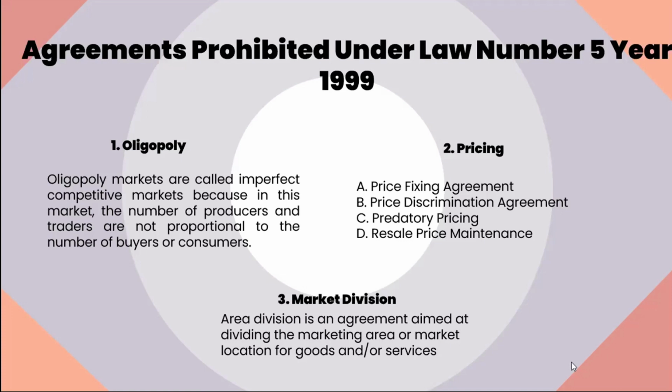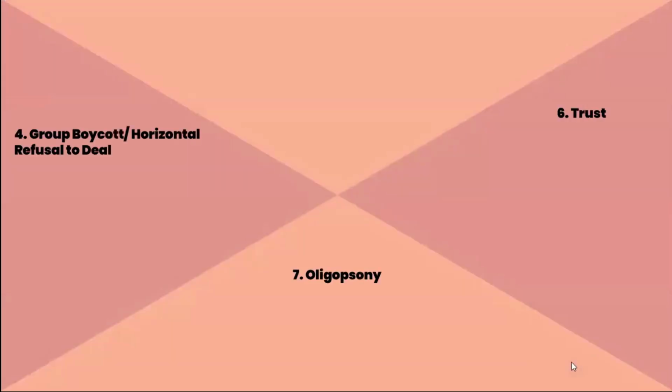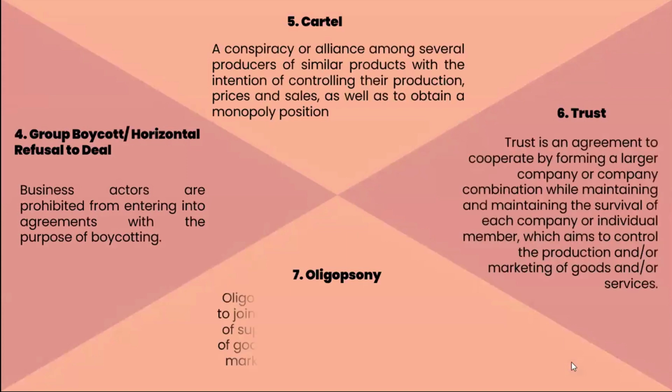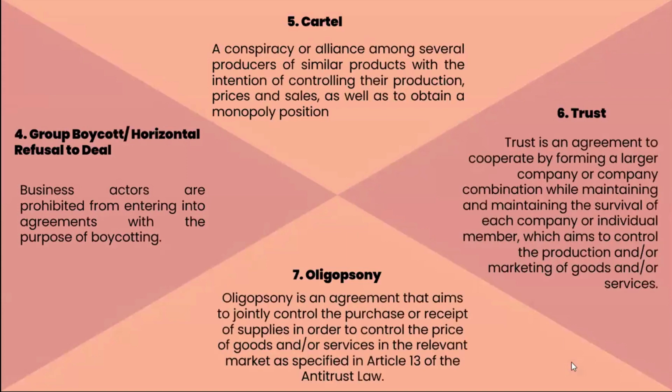3, market division. A market division is a certain scheme or agreement that essentially allows competitors to divide the markets among themselves, making sure that they get an equal amount of customers for their products. And then, we have group boycott or horizontal refusal to deal. This inhibits business actors from entering into an agreement with the explicit purpose of boycotting other companies.